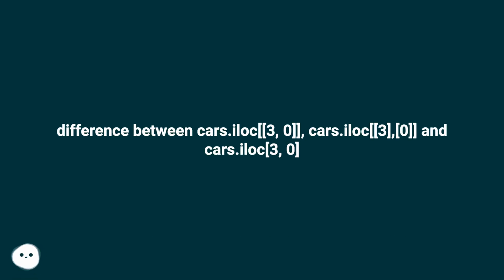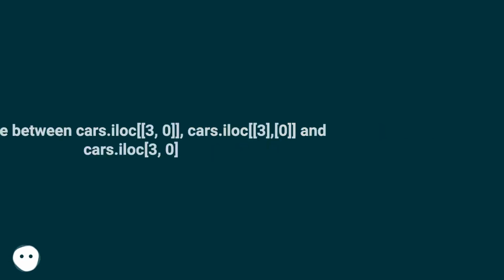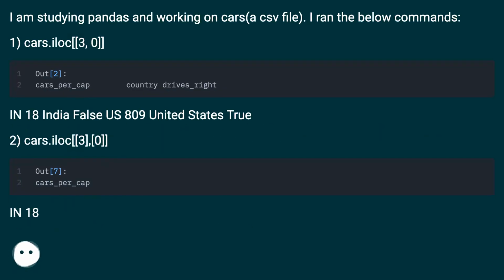Difference between cars.iloc[[3], [0]], cars.iloc[3, [0]], and cars.iloc[3, 0]. I am studying pandas and working on cars, a CSV file. I ran the below commands.